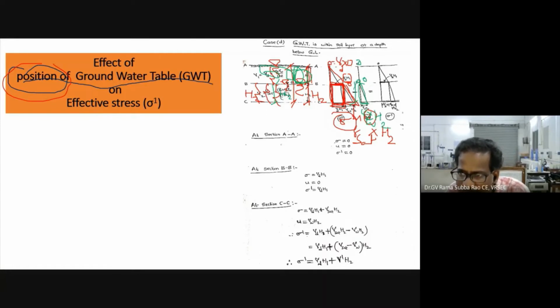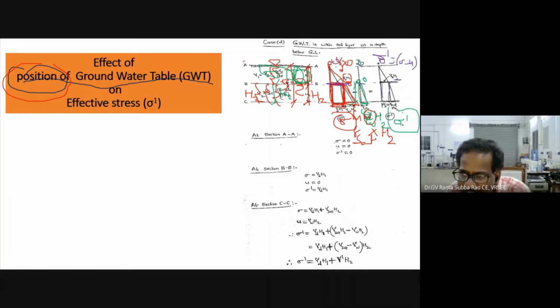Now let me calculate sigma dash. For that, I will choose another color once again. Sigma dash is equal to sigma minus U. Here, 0 minus 0 is obviously 0. Now gamma D into H1 minus 0 is gamma D into H1, and it is going to be constant.